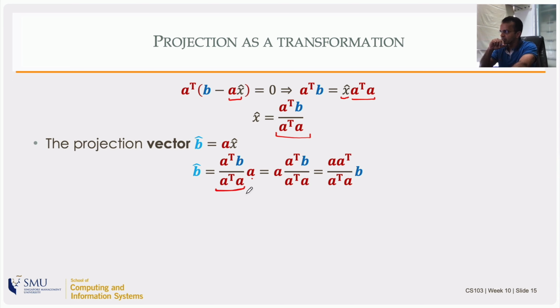This guy is actually just a number. So I can move that to the other side of A. And then I can move this to the numerator. I get A A transpose divided by A transpose A, times b. Again, I get this operator. That is a matrix. A A transpose is an n by n matrix. And that is the operator that will take me from a vector to its projection onto the direction of A.